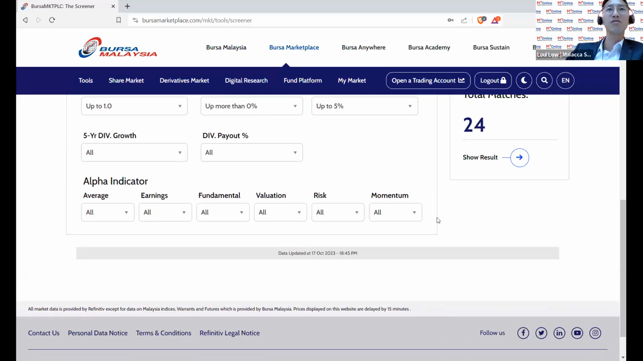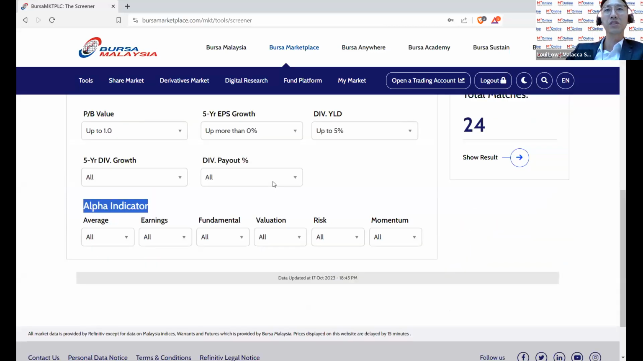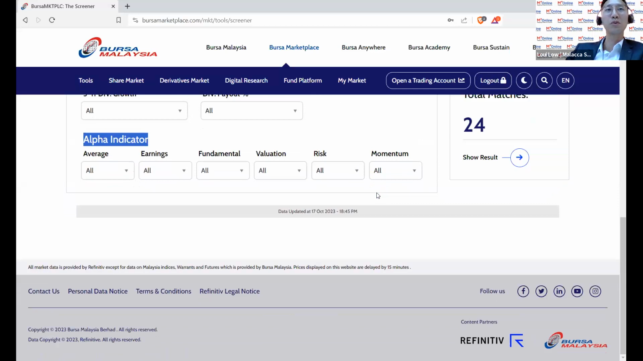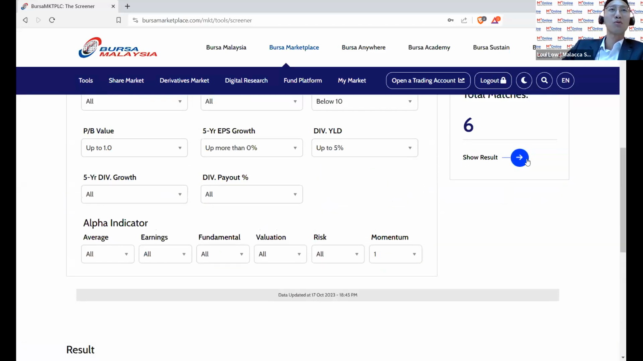Also, this is very important as well: the alpha indicator, which I think is provided by one of the vendors. I'm not too sure who the vendor is, but they provide this very important information. If you are a technical analysis person, you might want to have 6 as the momentum, but there is none because right now a lot of companies are down. If you put momentum 1, then you can get 6 results. So let's see what the result is.